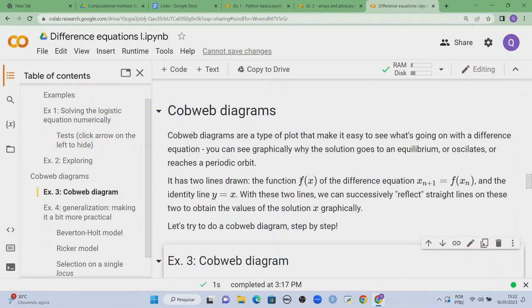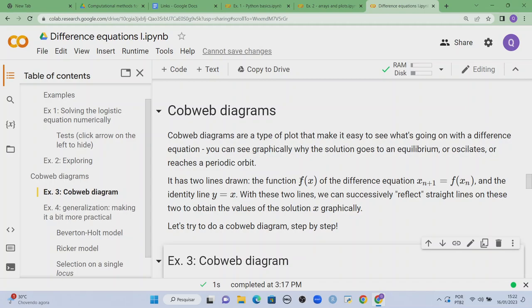Maybe I'll use the board right now. So you want to plot a graph like this, where you have x_t over here and x_{t+1} over here. So what is this? x_{t+1} is equal to f of x_t. If our function is r times x times (1 minus x), this is a downward parabola, like this.